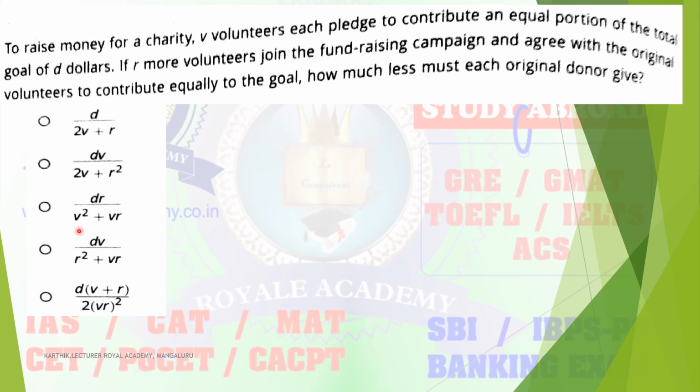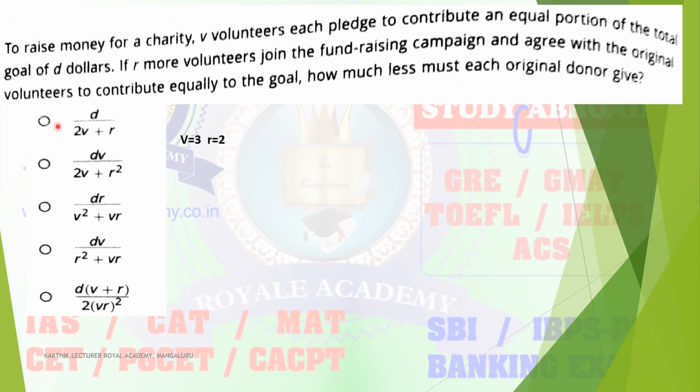So these are the options. Here also, same thing. You just assume values for V and R and find out how much less each original donor has to give. First find that, then that answer should match one of the following options. Which option's answer should match, you have to find out.